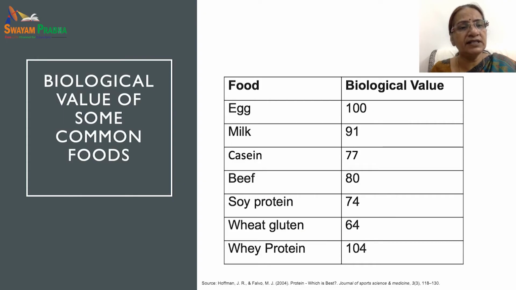Now let us study the biological value of some common foods. For example, egg has a biological value of 100, milk 91, casein, that is a milk protein, 77, beef 80, soy protein 74, wheat gluten 64, whey protein 104 and gelatin is 0.